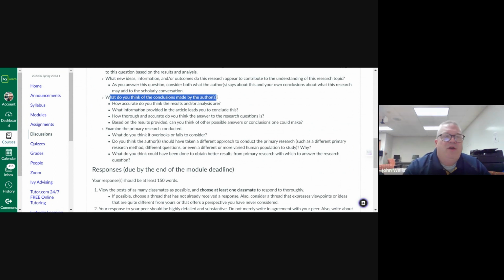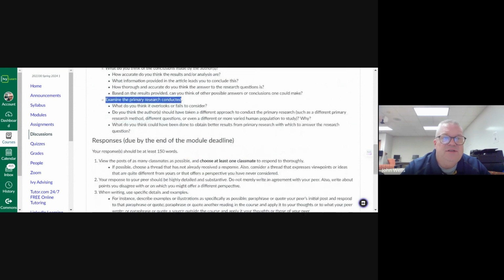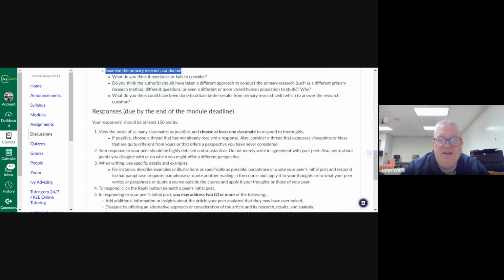How did you get there? What in the text made you think that way, right? And then examining the primary research that they conducted. What did you really see they did? What do you think of their analysis of the data that they found?